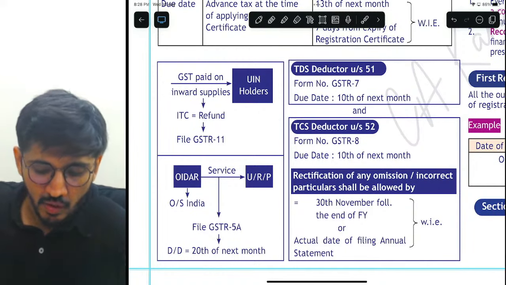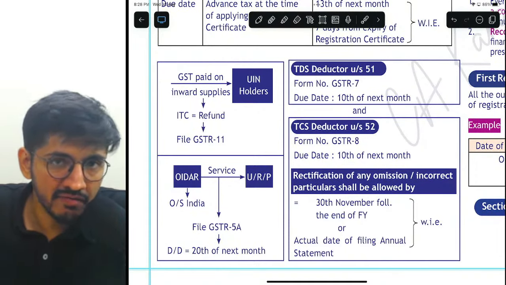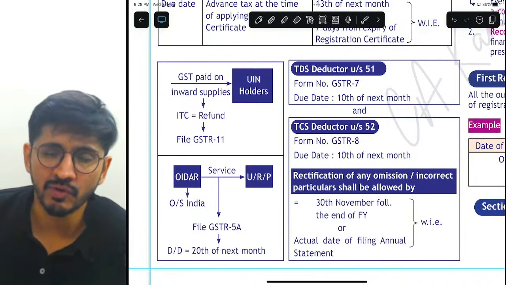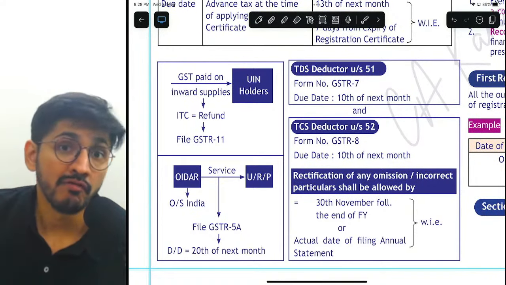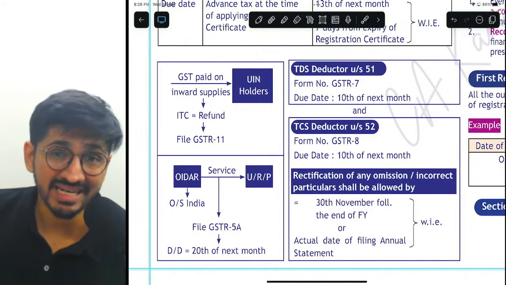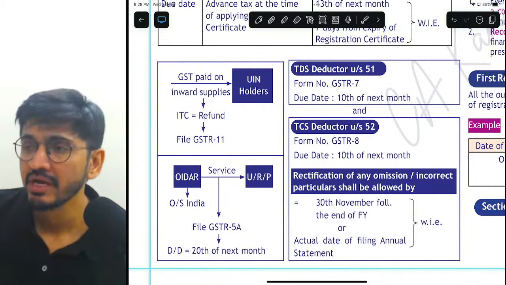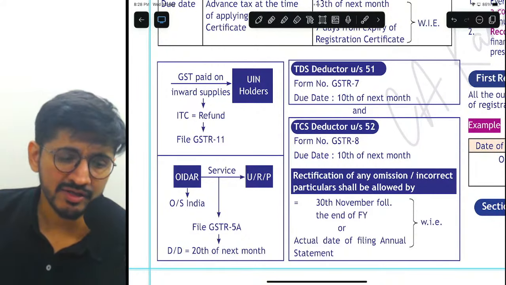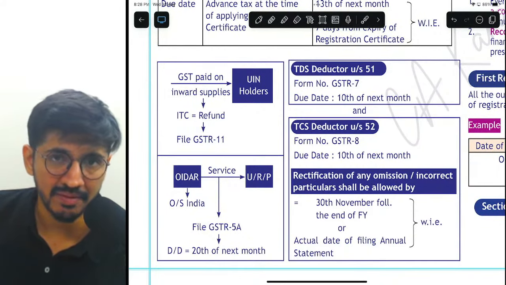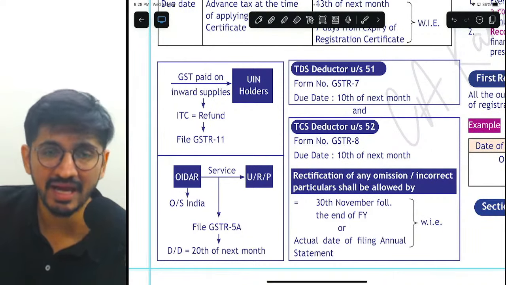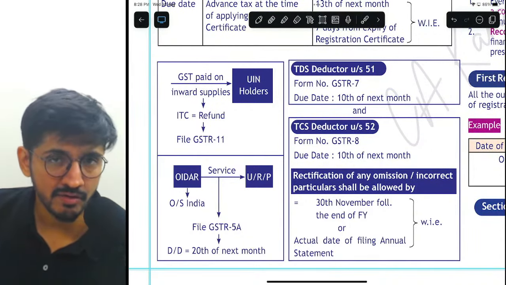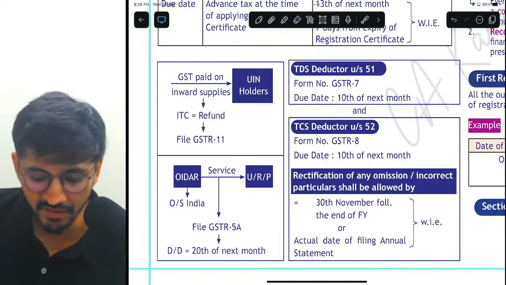Got it? Yes. Now, when I say UIN holders, my dear friends, they're covered under section 25 subsection 9. Examples are embassies, multilateral financial institutions, and obviously the UN. As you all know, they get the refund of the input tax they pay on the inward supply. And they need not file GSTR 11 for that.